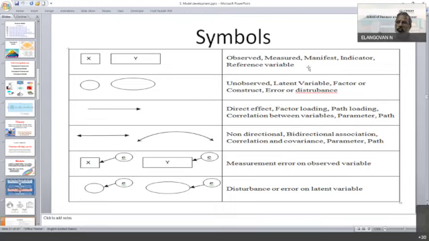Think of a questionnaire, a survey questionnaire or a survey instrument that you are using. Each statement or each question that you are asking will be represented with a square box in a model. Each question that you are asking will be represented in a box.